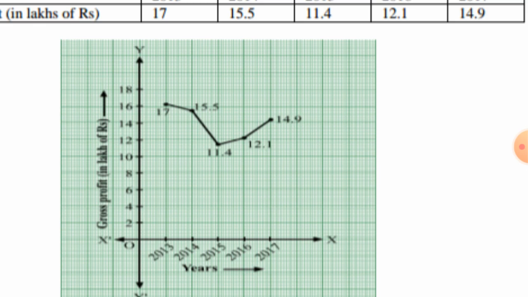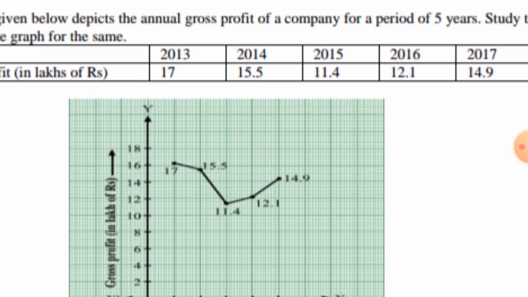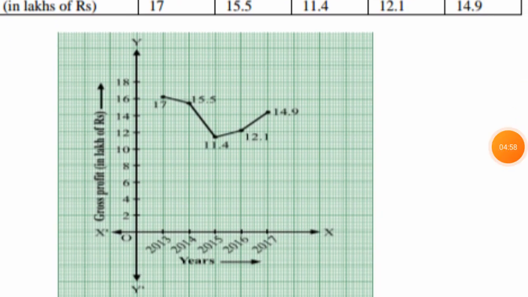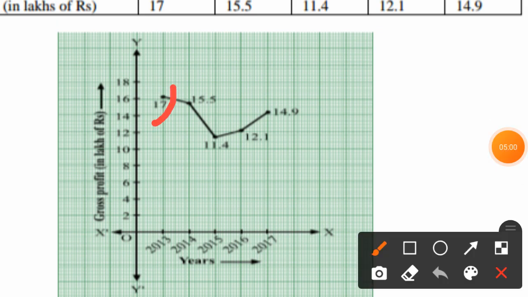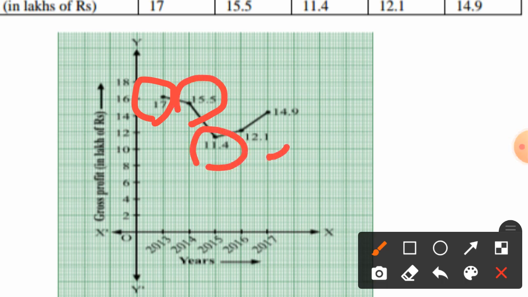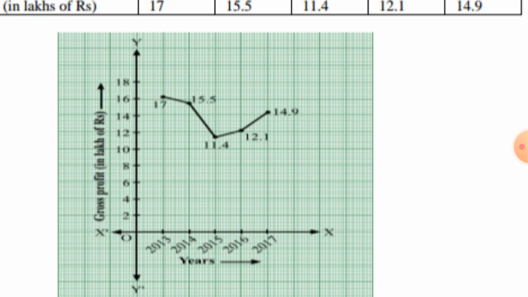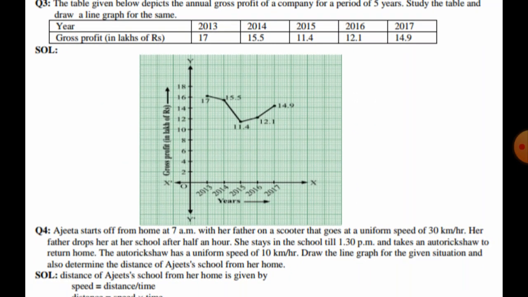So when we represent this graphically, we can represent year on the x-axis and gross profit on the y-axis. Years 2013 to 2017 we can write, and for profit we can take a gap of 2, that is 2, 4, 6 up to 18. Now from the table, 2013 it is 17. So for 2013 we can represent 17, then 2014 15.5, then 2015 11.4, 2016 12.1, and for 2017 it is 14.9. By representing this we can join these points. So in this way we can represent it graphically.